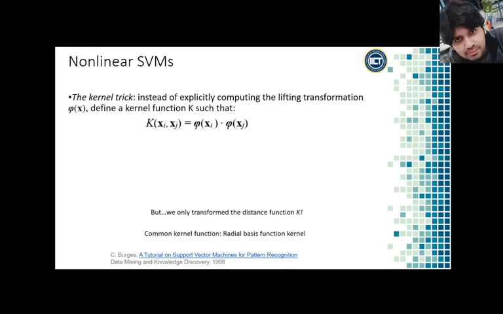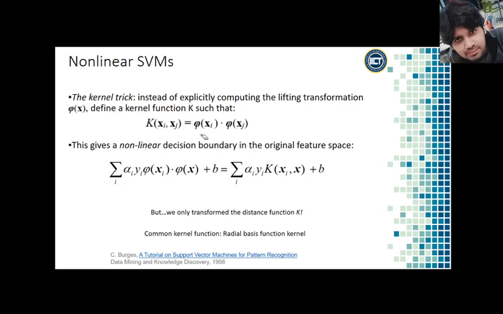So for nonlinear SVMs, the trick is to use the kernels. The kernel trick is, instead of explicitly computing the lifting transformation, define a kernel function k such that these are basically, sometimes they are also called Gaussian functions, or sometimes they are also called spreads. So this gives a non-linear decision boundary in the original feature space. But remember, we only transform the distance function k.